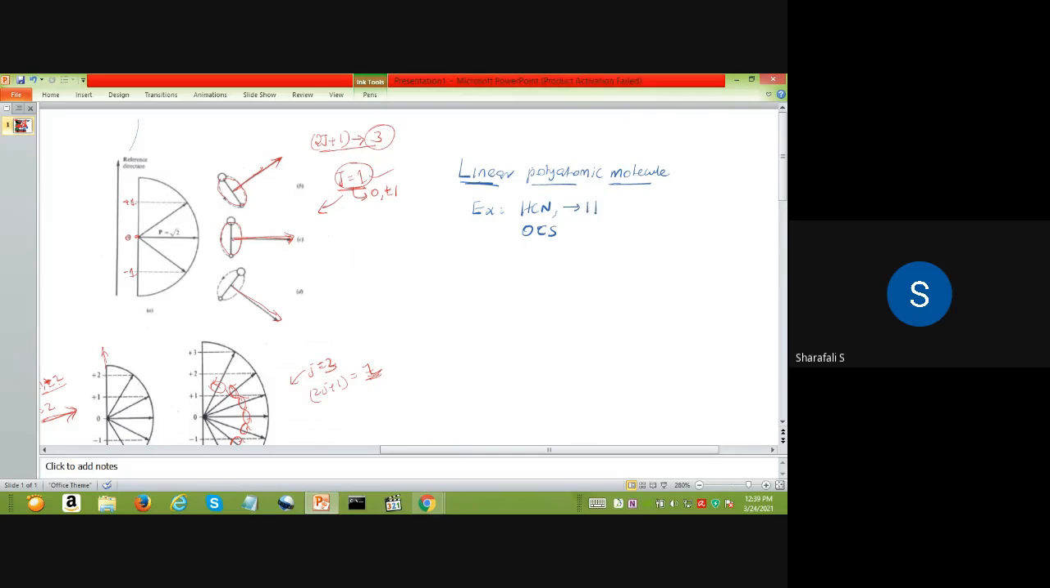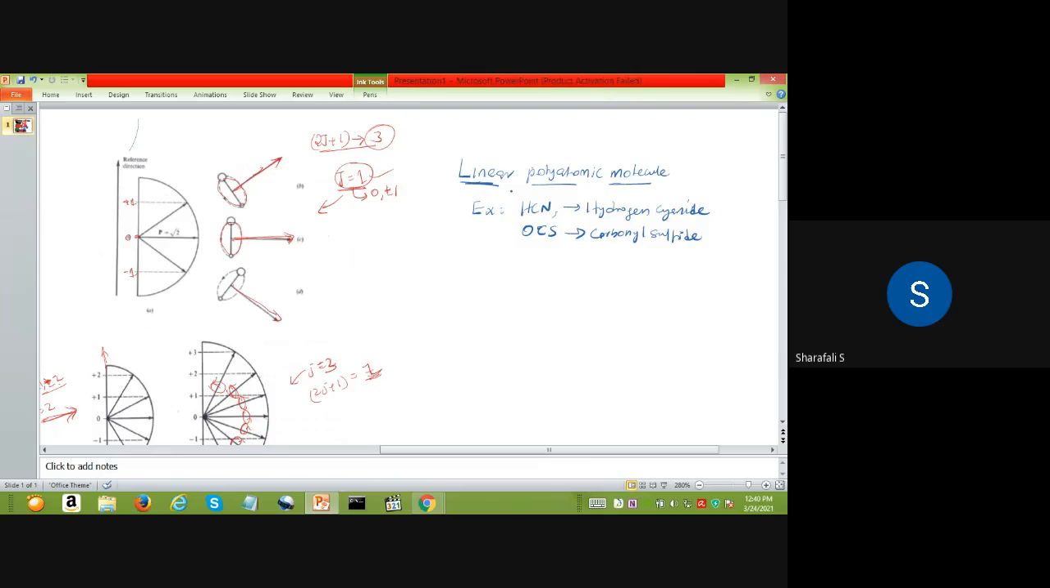This is hydrogen cyanide. Then we have here, this is carbonyl sulfide. So these are linear polyatomic, which means that we have 3 different atoms in this particular molecule. So they are not diatomic molecules.